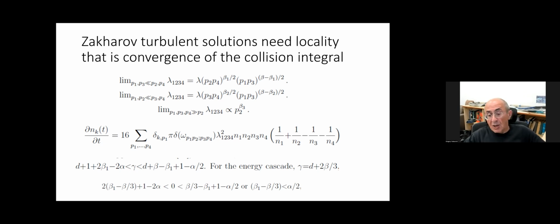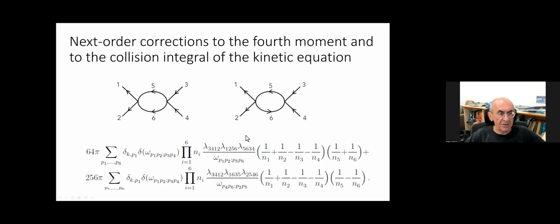Okay, so now we will consider cases where this locality is satisfied, namely all the integrals in the kinetic equation, what we now call the bare kinetic equation, are convergent. So the Zakharov solution is the solution of this equation. Okay, and here our present work starts. So now we compute the next order correction to this equation, which is pretty straightforward. Actually, Polyakov did it in the early 90s.